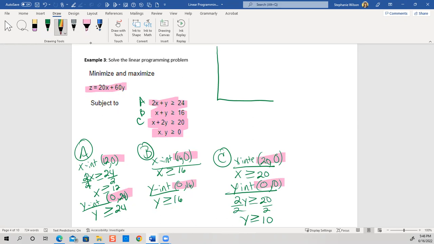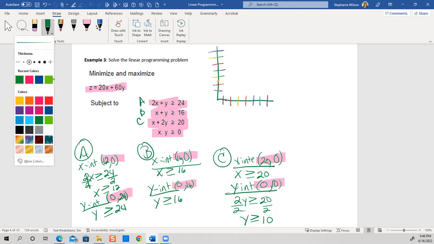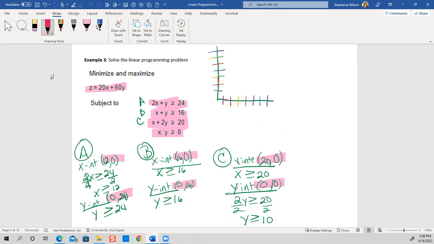And let's graph it. Let's do it in tens again: 10, 20, 30, 40, 50, 60, 70 on each axis. My A has an x-intercept of 12 and a y-intercept of 24, so it's going to go right here. Okay, and let's see if I can draw these dots together with a clean line. Ah, very good.